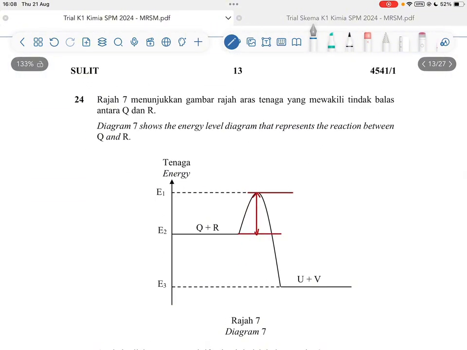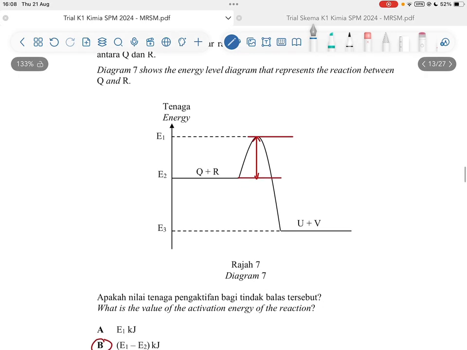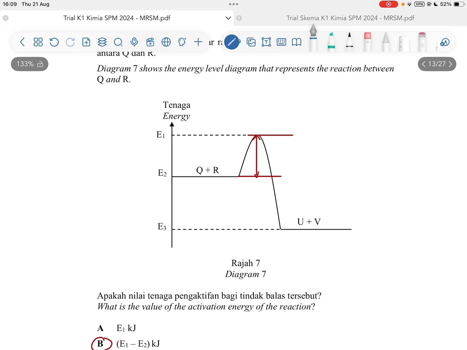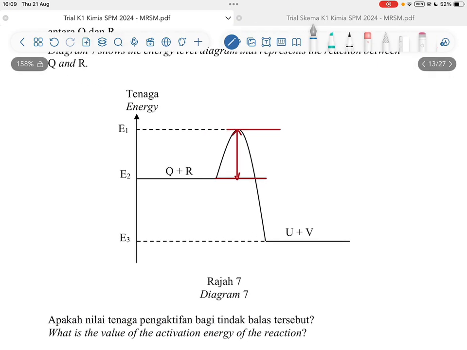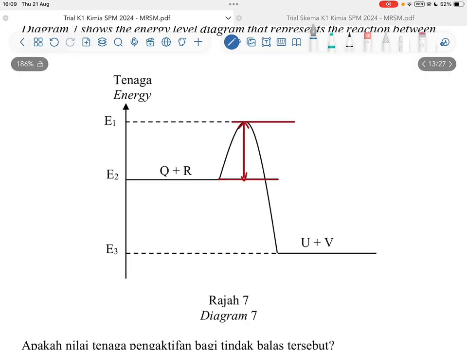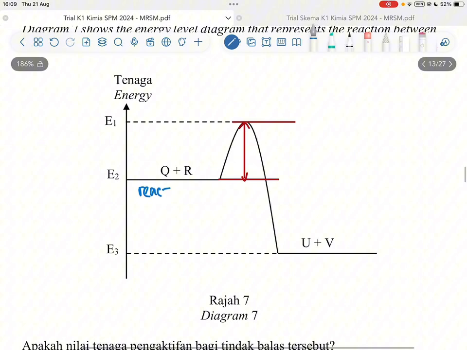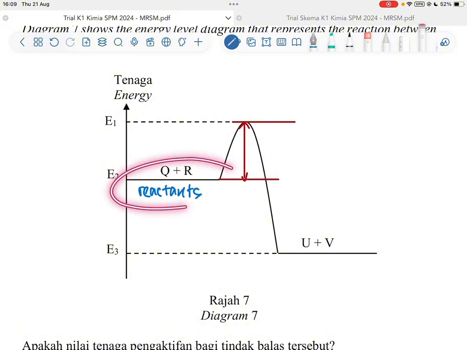Okay, question 24. This is an energy level diagram that represents the reaction between Q and R. Energy. So we have E1, E2, E3. So let us label some of the information that we might need in this energy level diagram. So QR is the reactants. The front line is always the reactants, and the backward line is always the product.